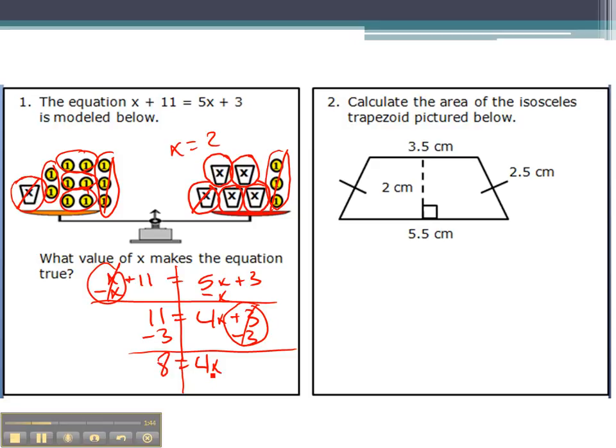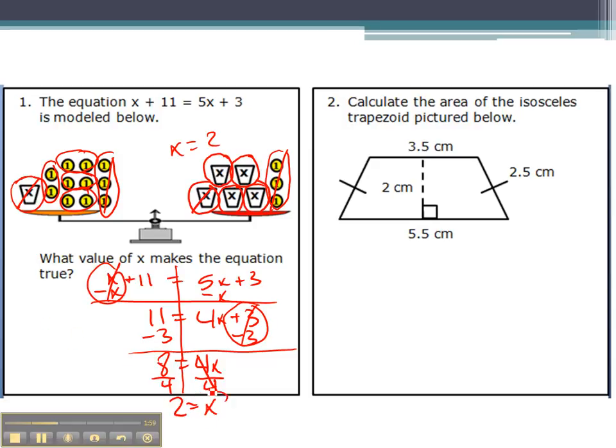And then I'm multiplying x by 4, so I can undo that multiplication with division, the inverse operation, dividing by 4 on both sides. 4 over 4 is 1, and 1x is just x. So x equals 8 divided by 4, which is 2.